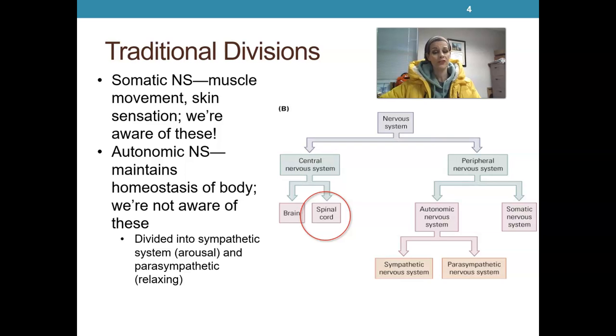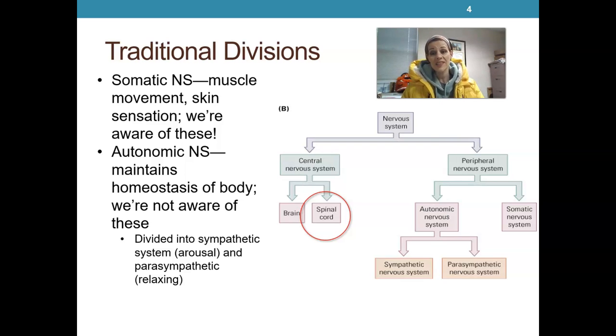Then we have our peripheral nervous system, which is made up of the nerves that branch off from the brain and the spinal cord. That would include our 12 cranial nerves, and it would also include the nerves that branch off from the spinal cord. The peripheral nervous system can be broken down into two additional nervous systems: the somatic nervous system, which is sometimes also known as the skeletal nervous system, and the autonomic nervous system. The autonomic nervous system can further be broken down into the sympathetic nervous system and the parasympathetic nervous system. And we're going to talk about all of these divisions a little bit more today.